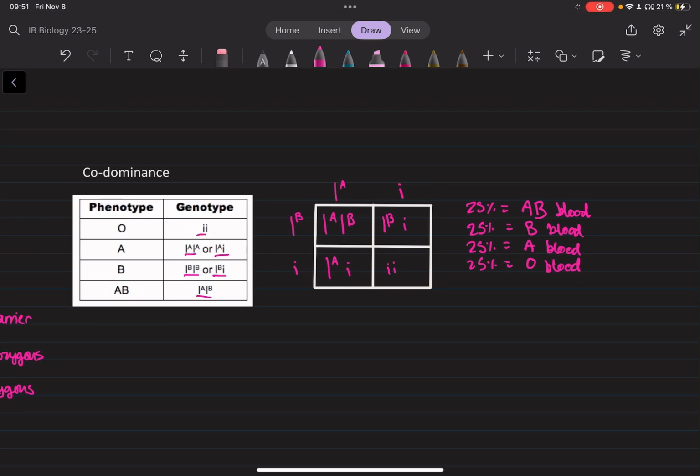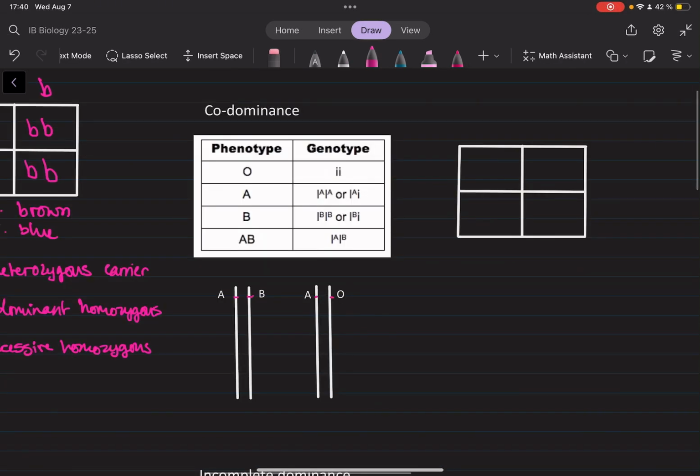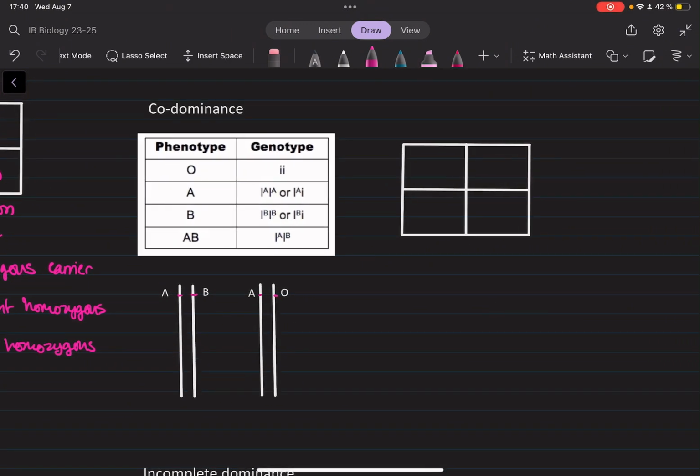So yeah, that's codominance. When we're talking about dominance, usually we're talking about one type of allele, right? So if you've got brown eyes, the dominant one is the brown versus the blue. However, in certain situations, there can be two alleles that are both dominant. For example, not just blood type, but also hair texture. Straight hair and curly hair are both dominant alleles, and so one of the reasons that you can get a mix between curly, wavy, and straight hair is codominance.